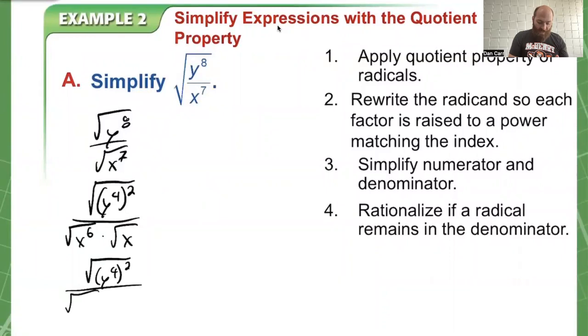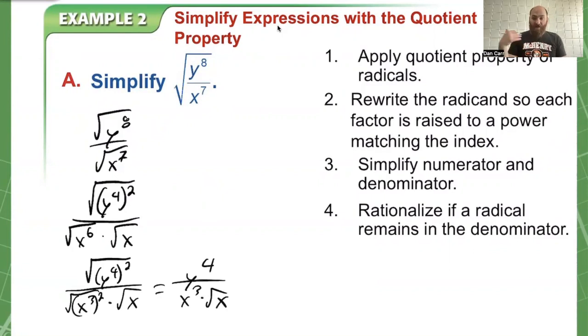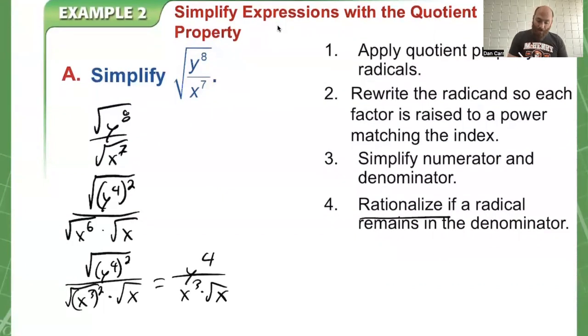I can rewrite this as x to the 3rd to the second power, and then the square root of x. Simplifying these now, this turns into y to the 4th over x to the 3rd times the square root of x. Okay, now the last step of this, I've done a lot of the same things I've done previously, but now with a fraction, rationalize if the radical remains in the denominator. To rationalize it, we're going to multiply by the square root of x to both the numerator and the denominator.